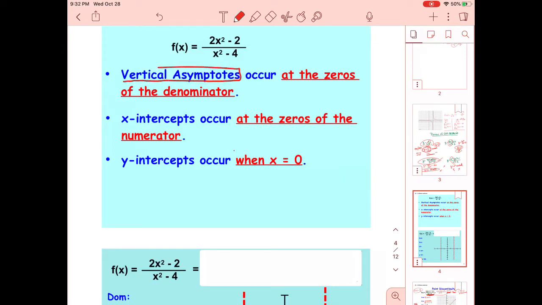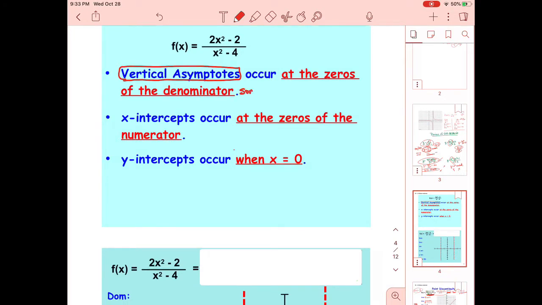Real quickly, I want to talk about when vertical asymptotes occur in a rational function. Vertical asymptotes occur at the zeros of the denominator. Sometimes, but not always. Okay, so I want to kind of clear that up. Vertical asymptotes occur if there's a zero in the denominator and the numerator is not equal to zero. So it has to be where you end up getting a number over zero.